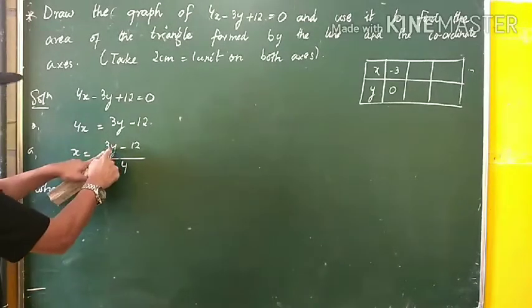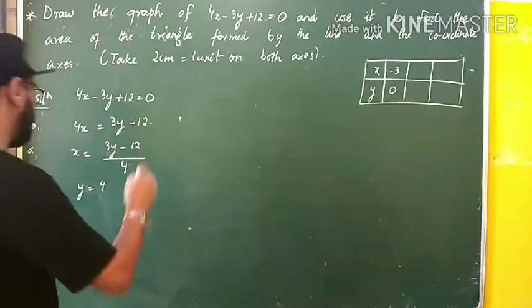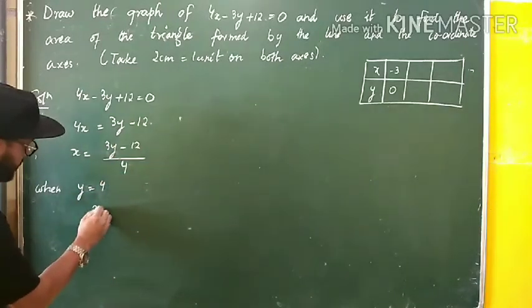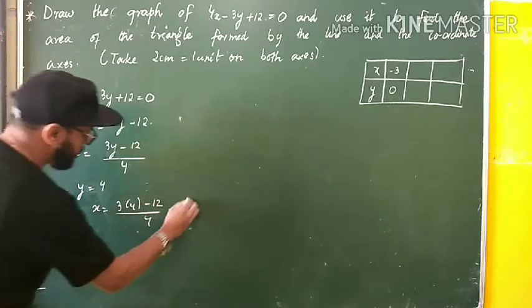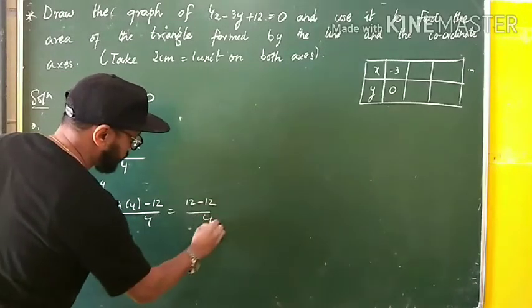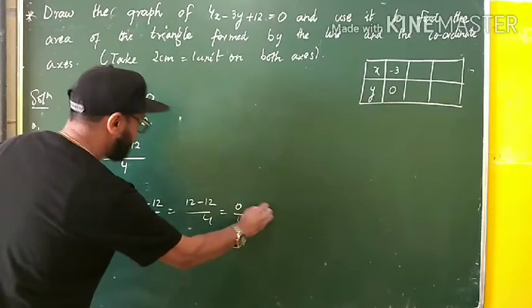4 3s are 12. So 12 minus 12 will be 0. 0 divided by 4 is 0. So x is equal to (3 into 4 minus 12) by 4. This is 12 minus 12, which is 0 by 4. So are you understanding?